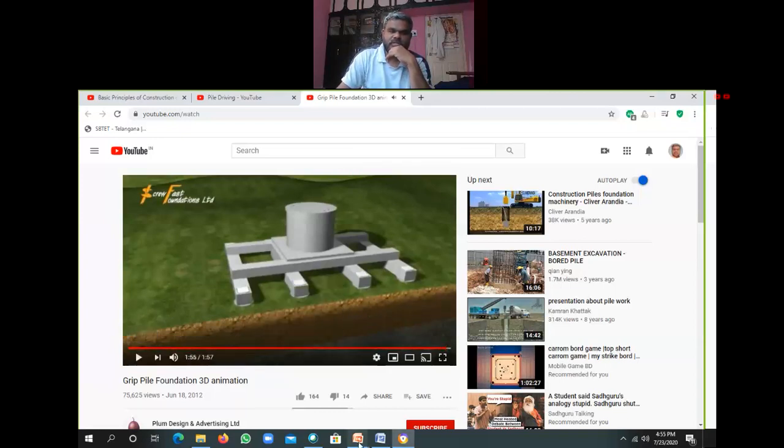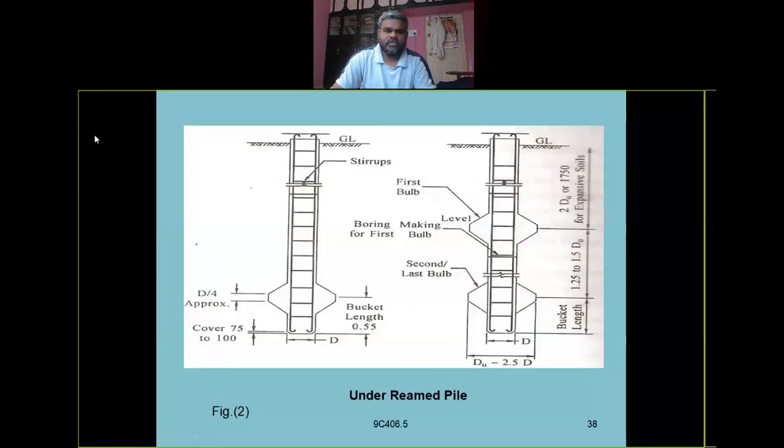Yeah, these are under rimmed piles which have been shown. See, this is under rimmed piles, which means there is a bulb at the end. If it is one bulb, it is a single under rimmed pile. If the bulbs are two or more, it is called multi under rimmed piles. This is a bulb which is provided at the bottom to make additional grip for the piles. Right, first bulb and second bulb like this.